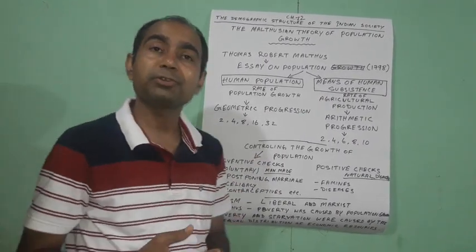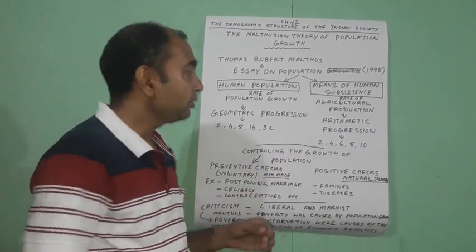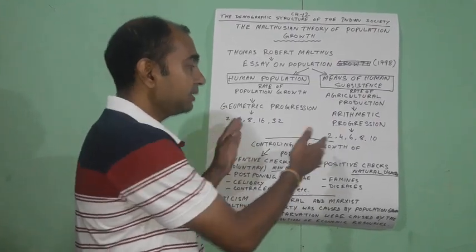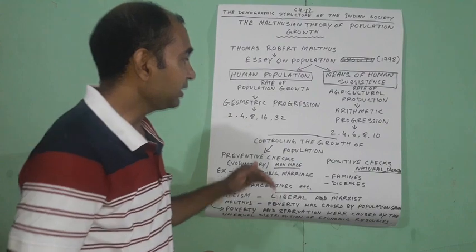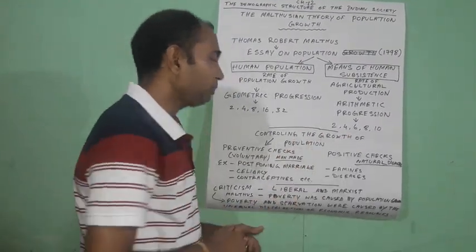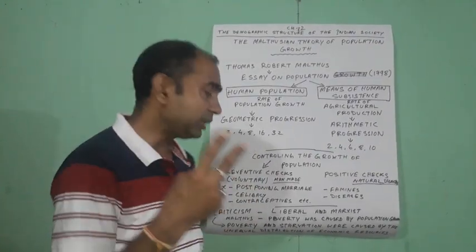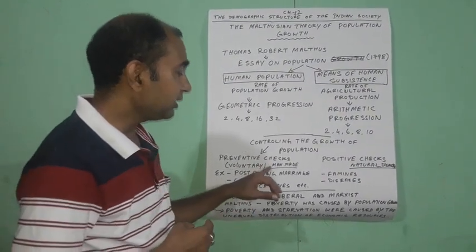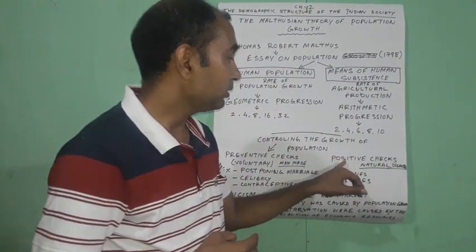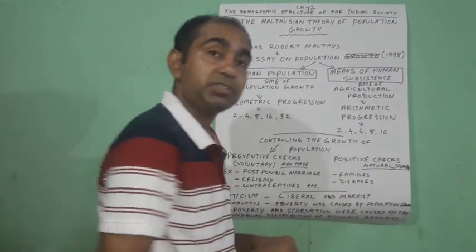He also mentioned some measures like controlling the growth of populations. Without controlling the growth of the population, it's not possible to solve it in an easy way. So how to control the growth of the populations? Again he mentioned two things. One, the voluntary, that means which is man-made, and another one is natural disaster. So two things: one is preventive checks, another one is positive checks.